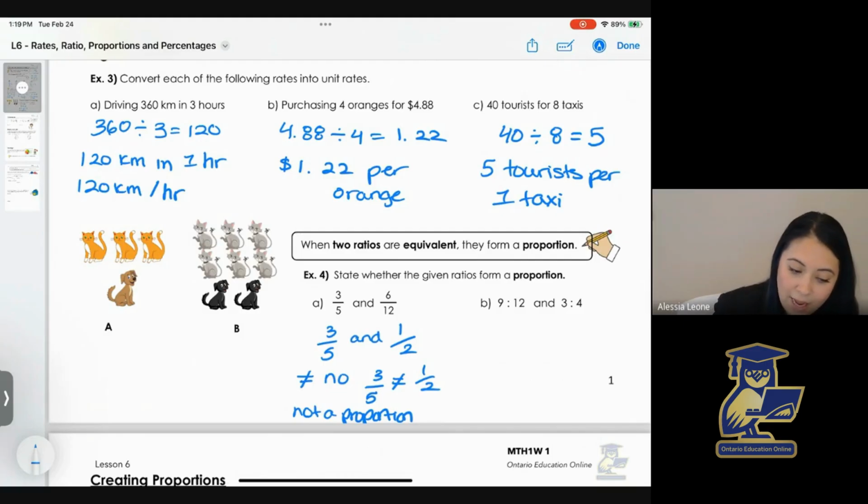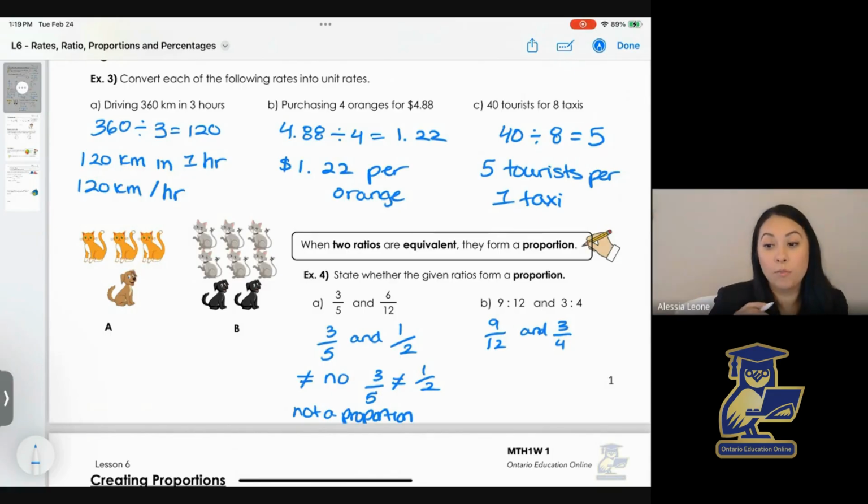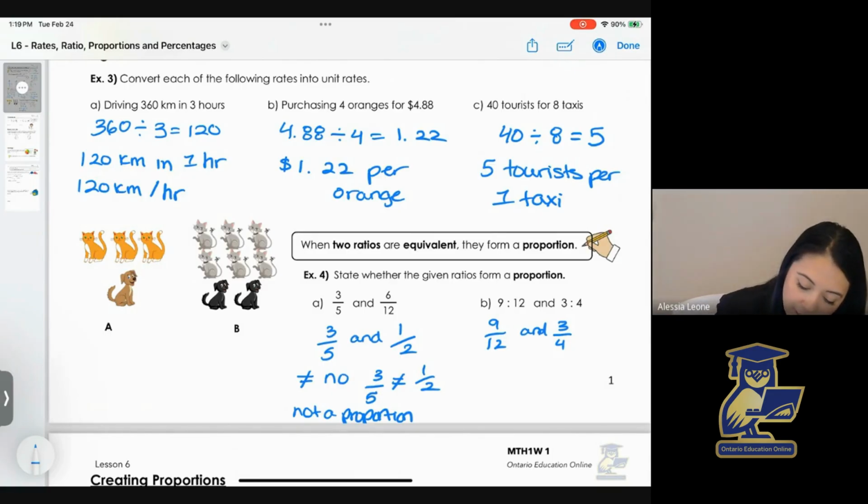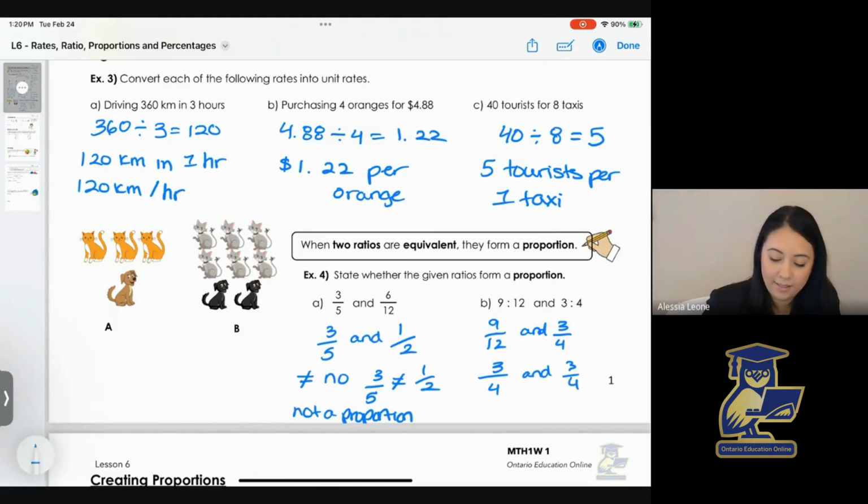And now let's take a look here. We have the ratios 9/12 and 3/4. Let's put them in fraction form and simplify this. So we can divide the 9/12 by 3. 9 divided by 3 is 3. 12 divided by 3 is 4. Are those equal? Yes, they are equal. So this is a proportion.